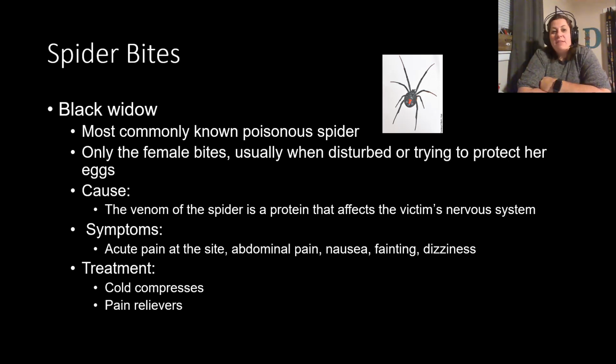The cause of this bite is the venom from the spider is a protein. That protein affects the victim's nervous system. These symptoms include acute pain at the site. They can progress to abdominal pain, nausea, fainting, and dizziness. Treatment is normally a cold compress and a pain reliever.